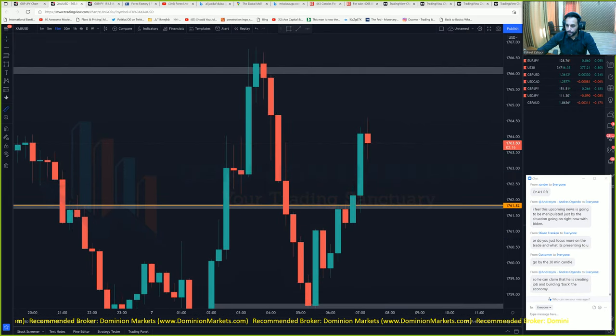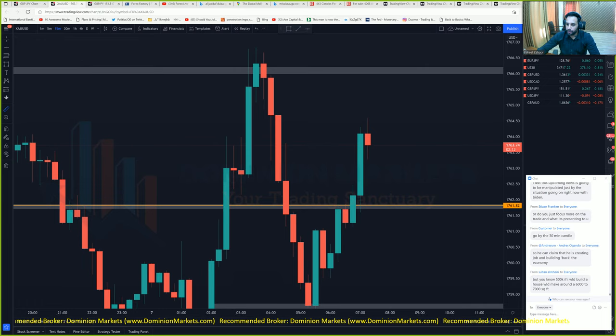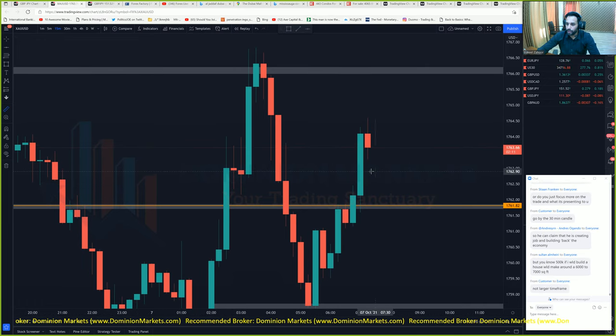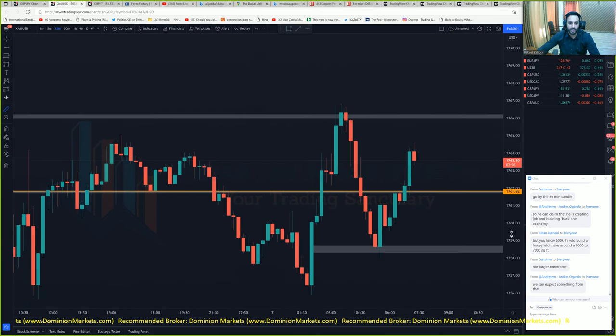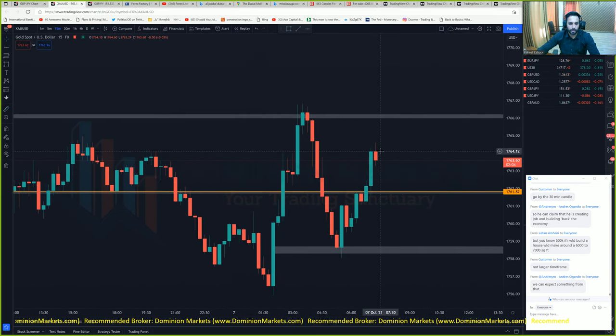Let's see. Please look at my chart. If you send it, we look at it. How far do you look back when you mark support resistance? Just the recent areas. I mean, if you're looking at buys, I'm looking at the area right here, 1766, basically.